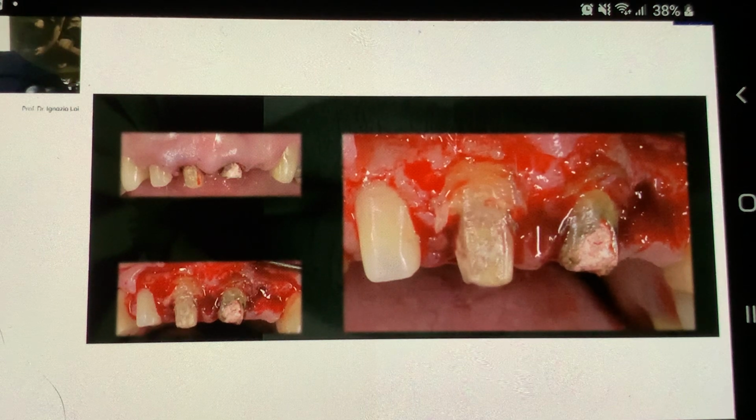So what we will do with the resective technique is create a biologic space towards the crestal part. But if we use the BOPT technique, so the vertical preparation, we can recover the width, no longer towards the apical part, but towards the coronal part.